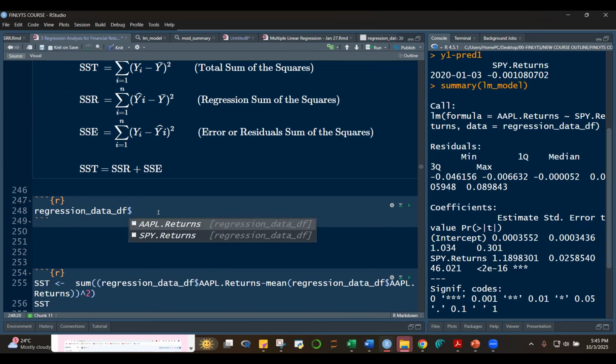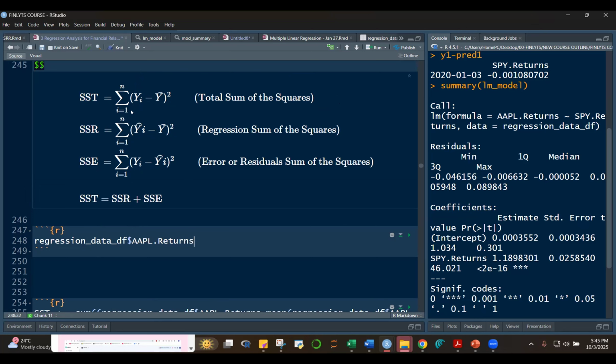Do I have the regression? There, sorry. Apple returns is there. So this whole thing is your y sub i, the Apple returns. And then we subtract the average, the mean. The mean of what? The mean of Apple returns. So we just get the mean, the average. Control C, Control V.